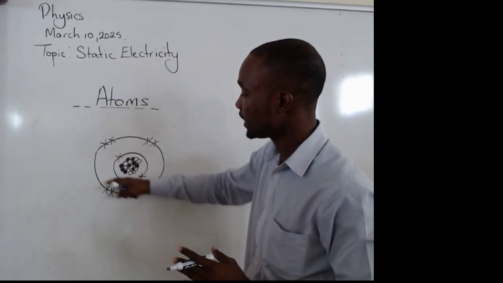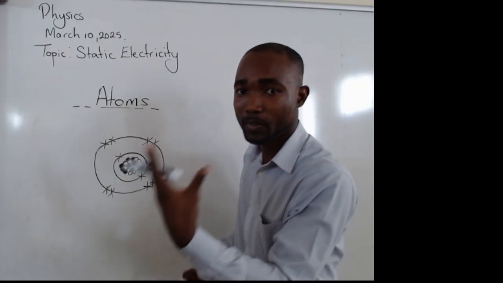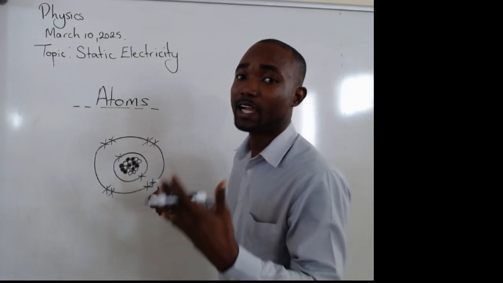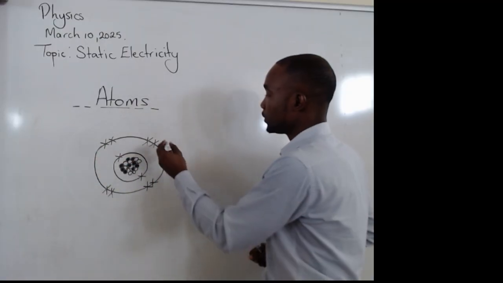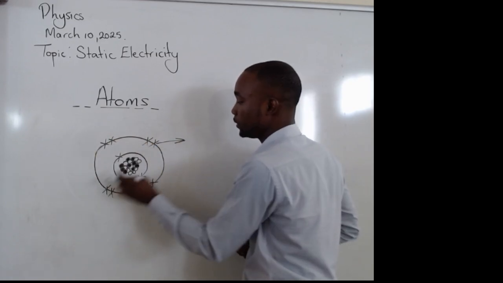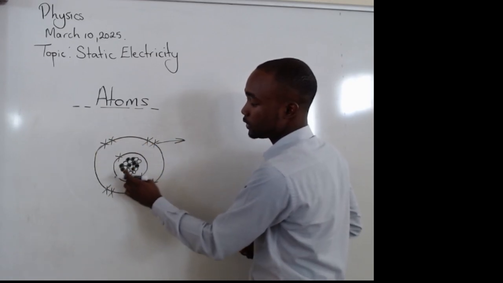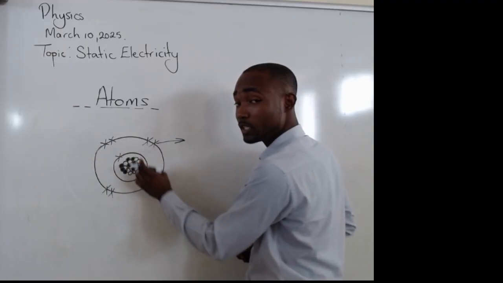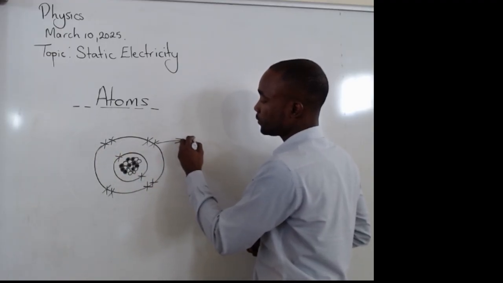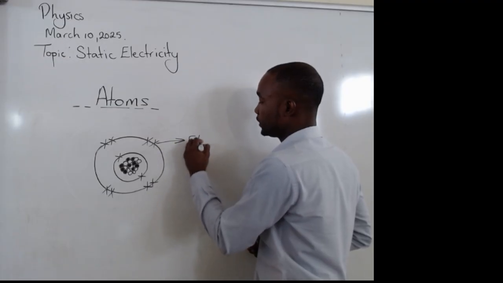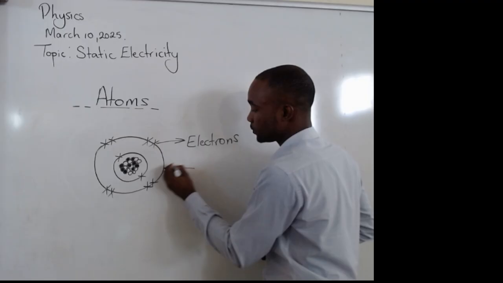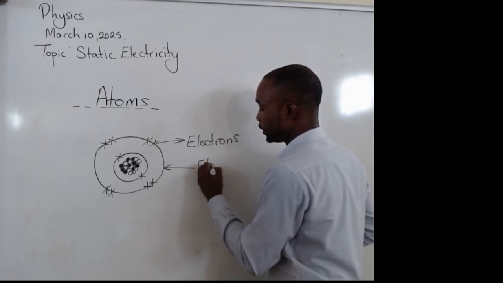So these are basically regions or these paths or areas we can find electrons. So let's label these X's here. So electrons are normally paired. Only on the first shell you may have two electrons. So we say these are electrons. The electrons orbit the atom in electron shells.